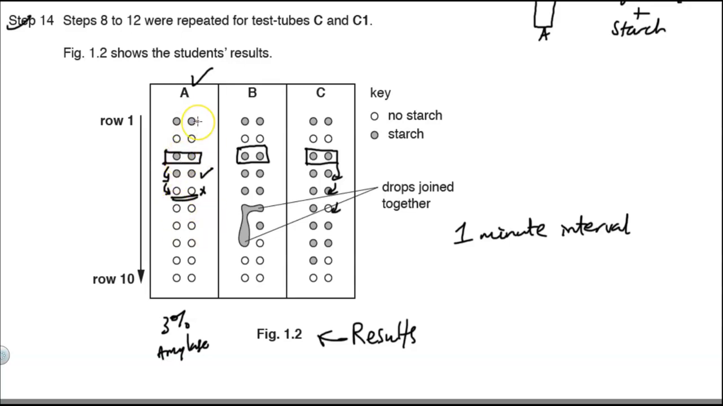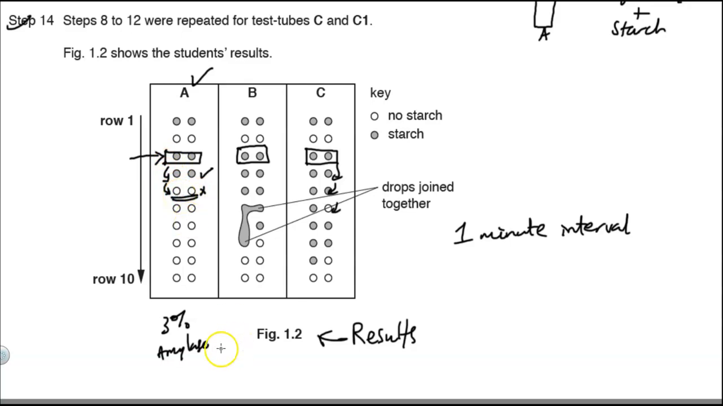As we can see here, I'm going to interpret this first result for you. For test tube A and A1, what can we tell? We can tell that the experiment started at row 3. After 1 minute, we tested the sample, there was still starch. However, after 2 minutes, you can see 1 minute and then 2 minutes, there was no more starch.